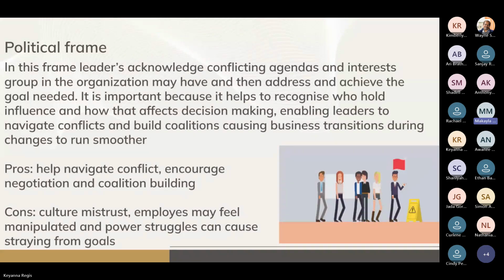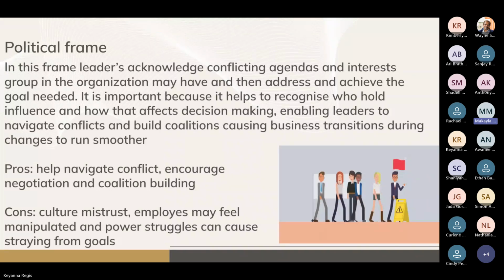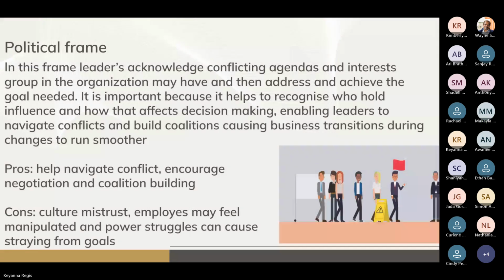Political frame. In this frame, leaders acknowledge conflicting agendas and interests that groups within the organization may have, and then address and achieve the goals needed. It is important because it helps to recognize who holds influence and how that affects decision making, enabling the leaders to navigate conflict and build coalitions, causing business transitions during changes to run smoother. Pros: helps navigate conflict, encourages negotiations, and coalition building. Cons: cultures of mistrust, employees may feel manipulated, and power struggles cause straying from goals. Next, please.